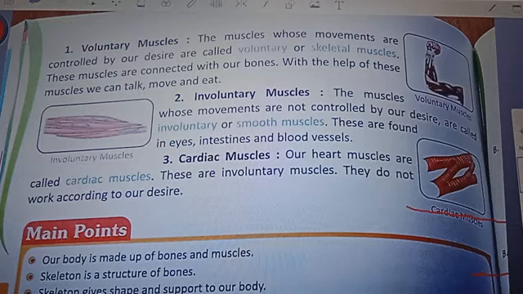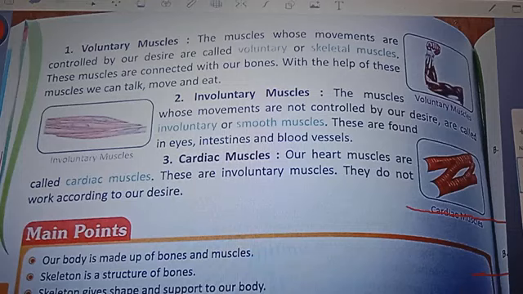These muscles are connected with our bones. With the help of these muscles, we can talk, move, and eat. Without voluntary muscles, we cannot move, talk, or eat. So voluntary muscles are the muscles whose movements are controlled by our desire.